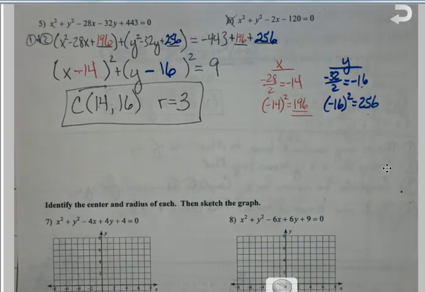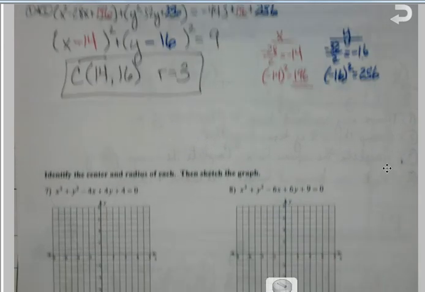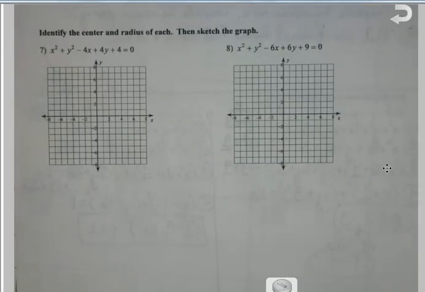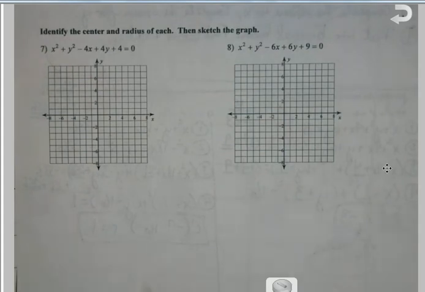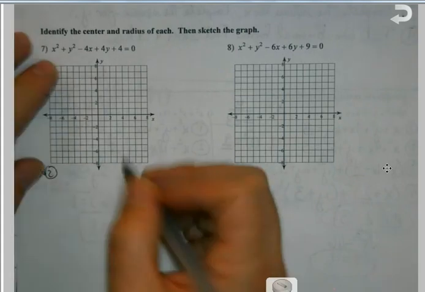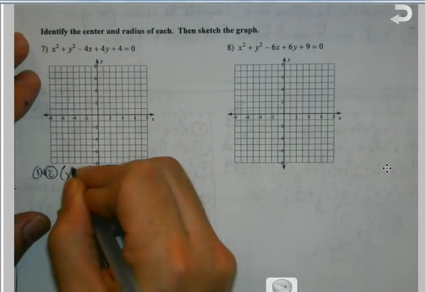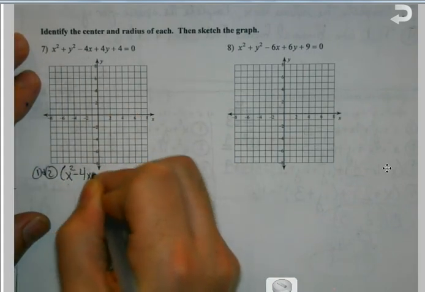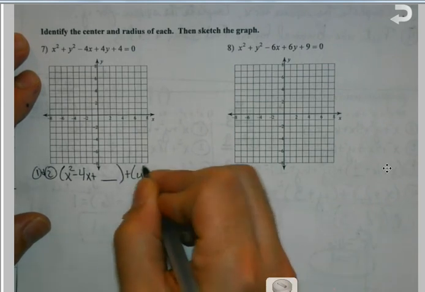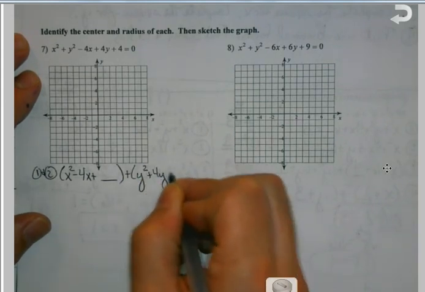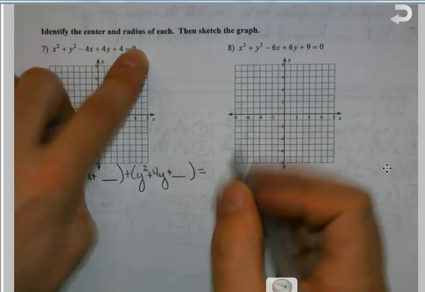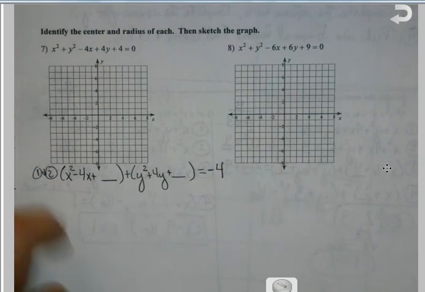So, one final run here. Number 7. Same exact deal with my actual work. So again, we're going to do 1 and 2 together, which is group my x's, group my y's, and then move that plus 4 to the other side so it becomes negative.